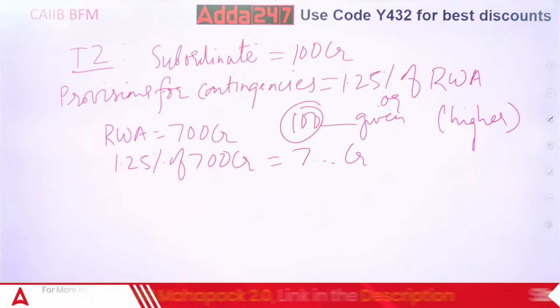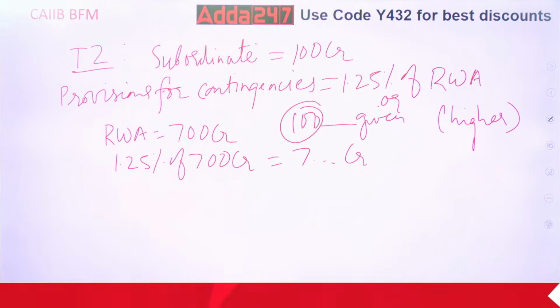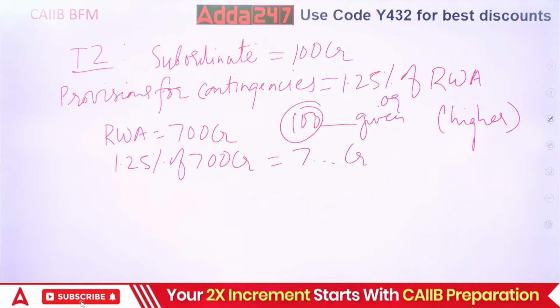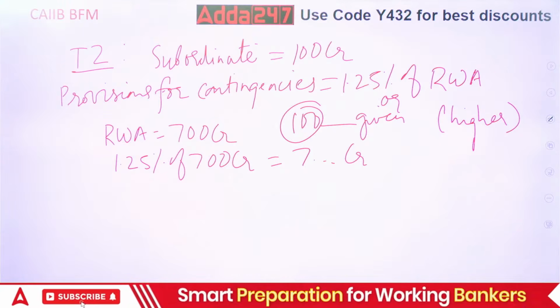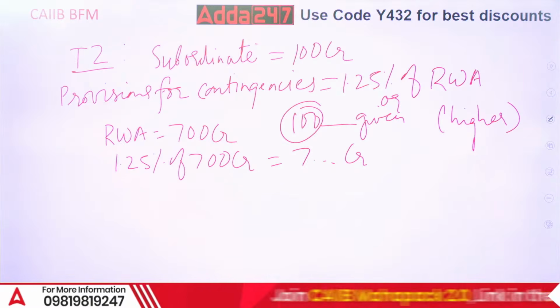The higher figure, it is always high, whichever is high. Because you are making a provision. Always remember, provision should always be made on the higher side. It should never be on the lower side.